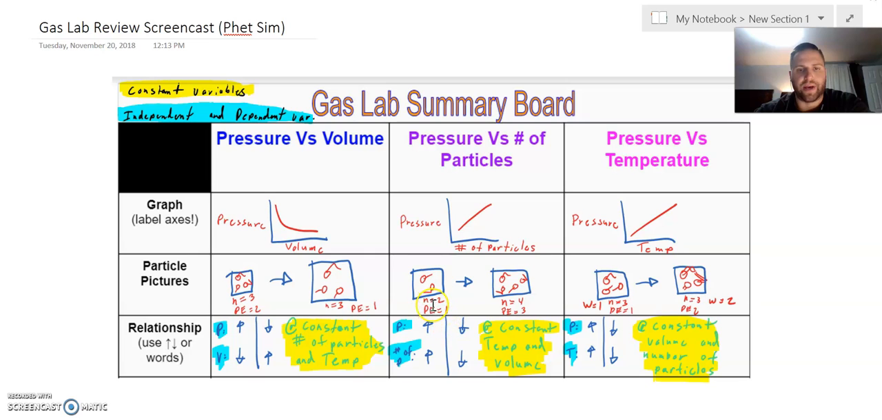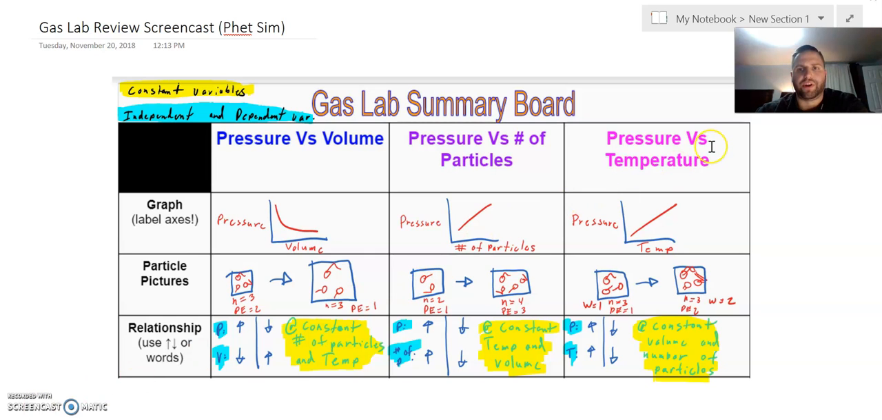So notice that our initial box has 2. Our final box shows an increase to 4. And we know that if the number of particles increases, the pressure must increase with it. So box 1 gives you 1 pressure vent. We show an increase of pressure vents to 3 in the second box. And this would be an acceptable drawing for pressure versus number of particles.